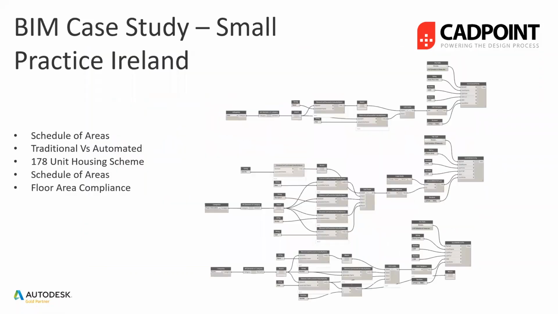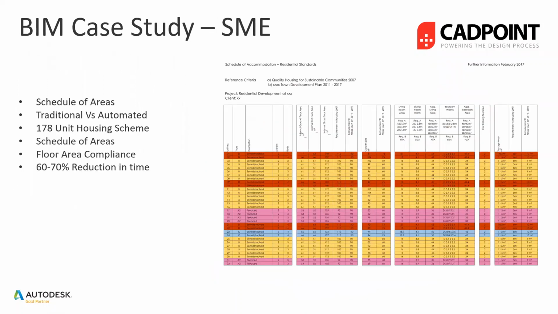Some examples of projects I've worked on myself. I've done some case studies using Dynamo, for example, for calculating floor areas. And this was just extracting Excel floor area information for a housing layout of 178 houses in a residential site. So these are all individual houses or semi-detached houses as well. And we were able to pull up the floor area information for every single house in that project and populate that into an Excel spreadsheet. And this saved a 60–70% reduction in time compared to a CAD process.